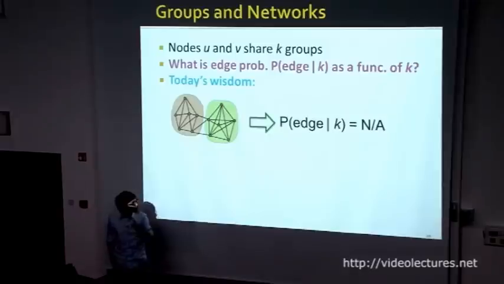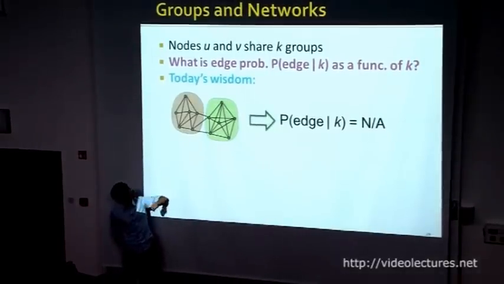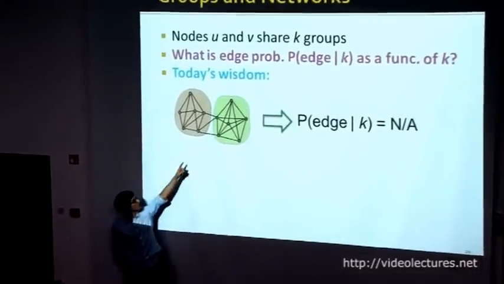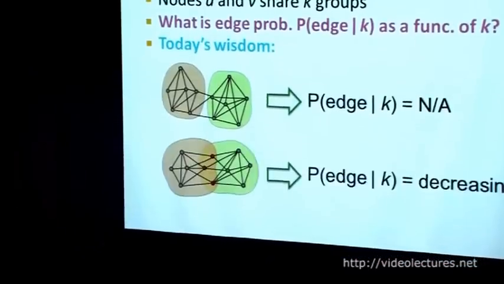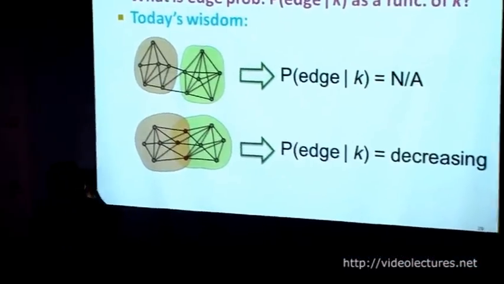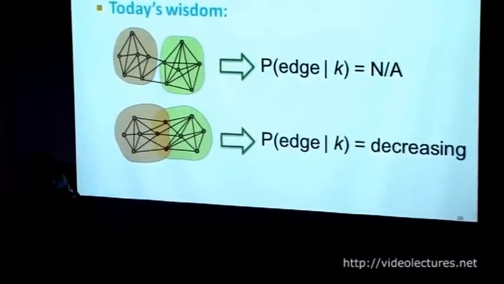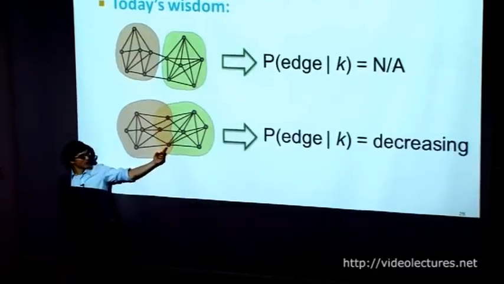Basically, you only belong to a single group, so this question doesn't even apply. So the mental picture of the network you have in your head is something like that, right? Then the next thing is to say, okay, what if my groups overlap? And the way people think about overlapping groups today is basically something like this.